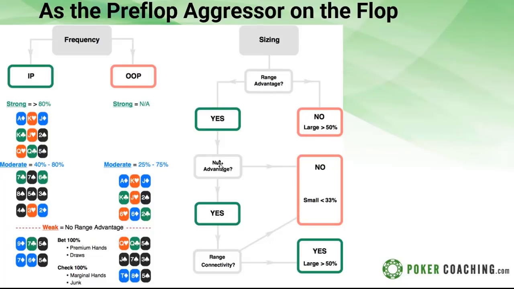If we do have the range advantage, you have to go through this. Do we have the nut advantage? If the answer is no, just always be betting small for the most part. If we do have the nut advantage, we want to ask how well does the opponent connect with the board.